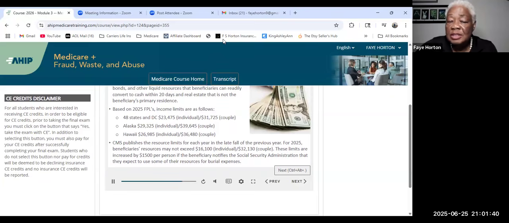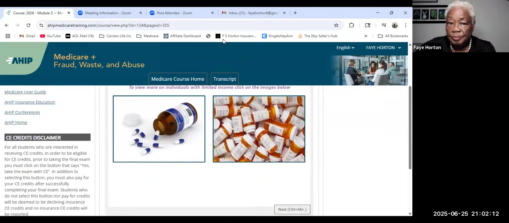CMS publishes the resource limits for each year in the late fall of the previous year. For 2025, beneficiaries' resources may not exceed $16,100 for an individual and $32,130 for a couple. These limits are increased by $1,500 per person if the beneficiary notifies Social Security Administration that they expect to use some of their resources for burial expenses.